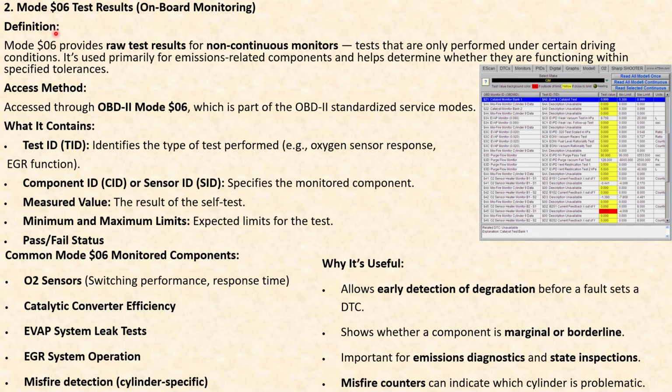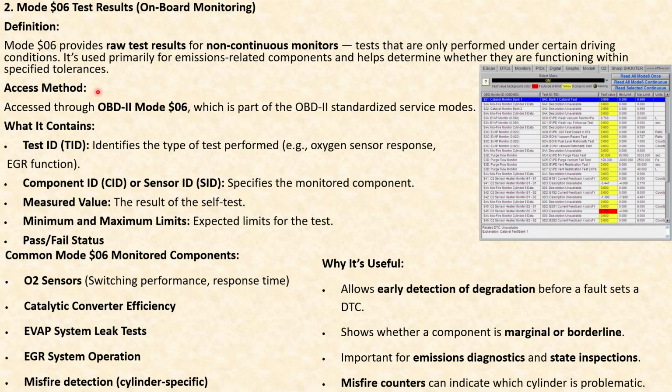Now coming to mode $06 test results, onboard monitoring. This mode $06 provides raw test data for non-continuous monitors, tests that are only performed under certain driving conditions. It is used primarily for emissions-related components and helps determine whether they are functioning within specified tolerances.